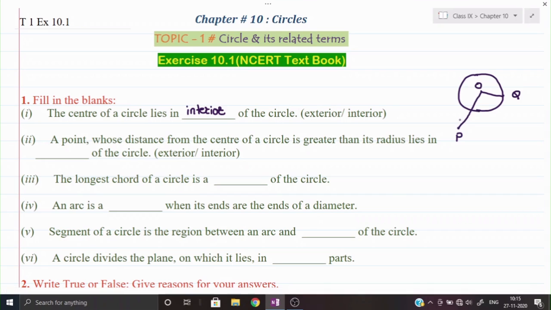So now tell me, the point P whose distance is greater than the radius, where does it lie? Definitely it will lie outside the circle, because if the point P lies inside the circle, its distance will be smaller than the radius, and if it lies on the circumference, it will be equal to the radius. So if its length is more than the radius, definitely it lies outside the circle. So here we will write the answer: exterior.